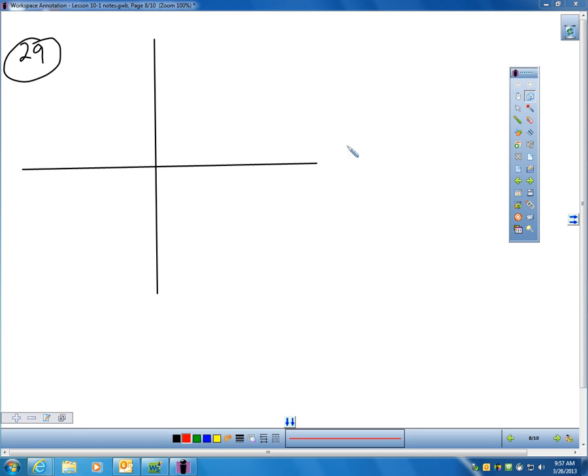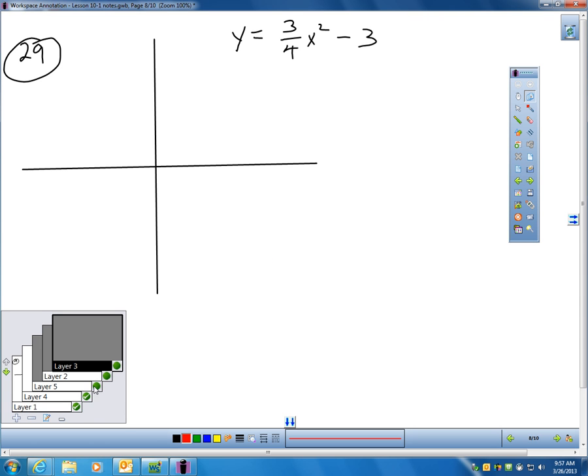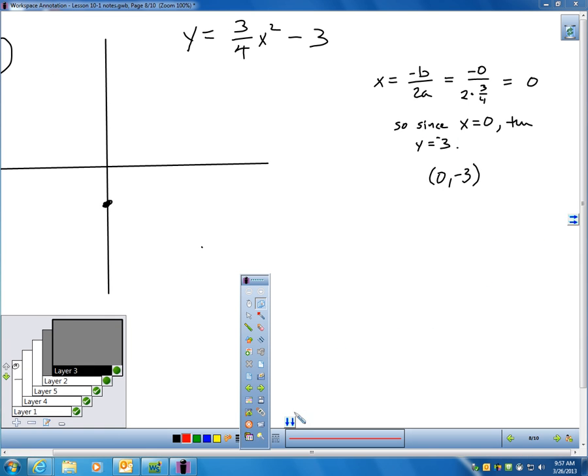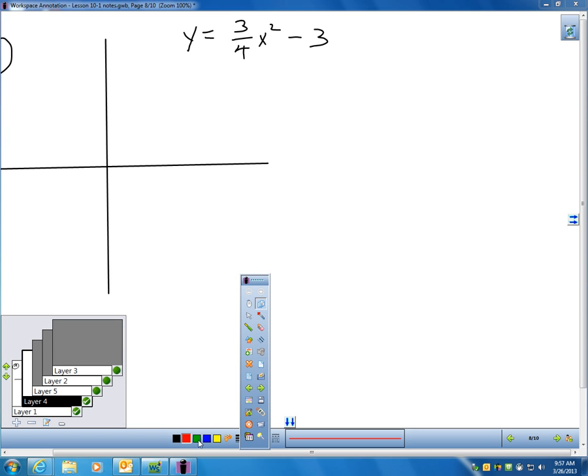So in 29, we have y equals 3/4 x squared minus 3. Okay, a couple of things I notice immediately. Before I even address this, maybe I should turn that layer off. Let me just write these in. I notice that a is 3/4. I notice I have b equals 0. And I notice c equals negative 3. So the first thing is I know this graph has a shrink to it because a is 3/4, and I know the negative 3 means move vertex down 3.